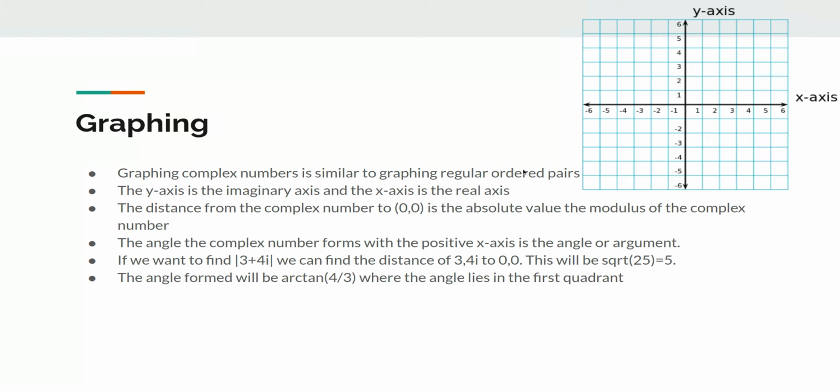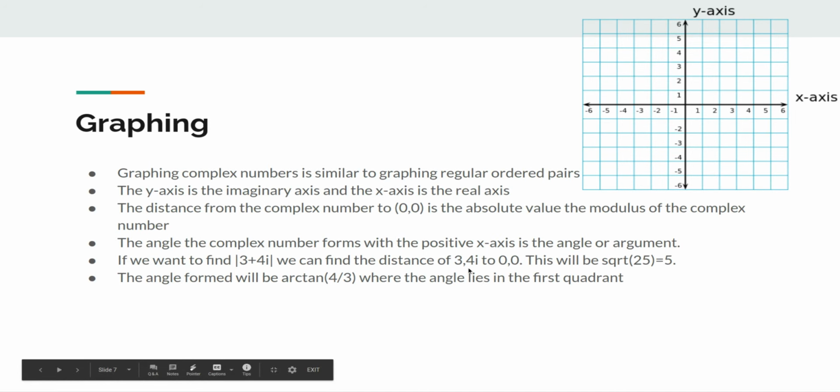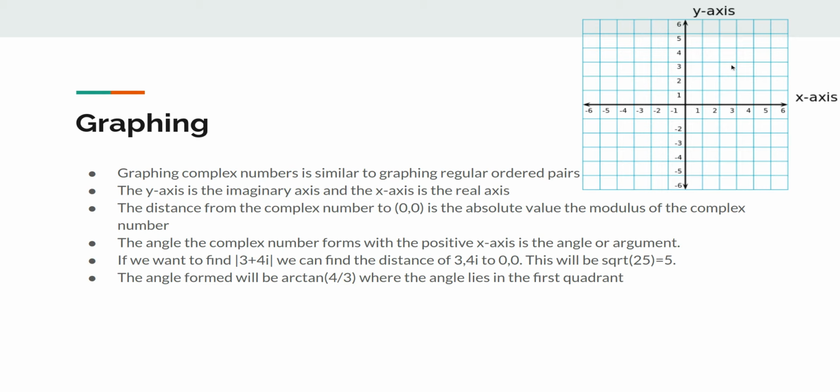And if you want to find the distance from the origin for 3 plus 4i, since you graphed it as 3, 4, the distance is going to be 3 squared plus 4 squared, and the square root of that, which will be 5. Notice how the distance cannot be negative. So when you take the square root of 25, don't write -5. You just write 5.